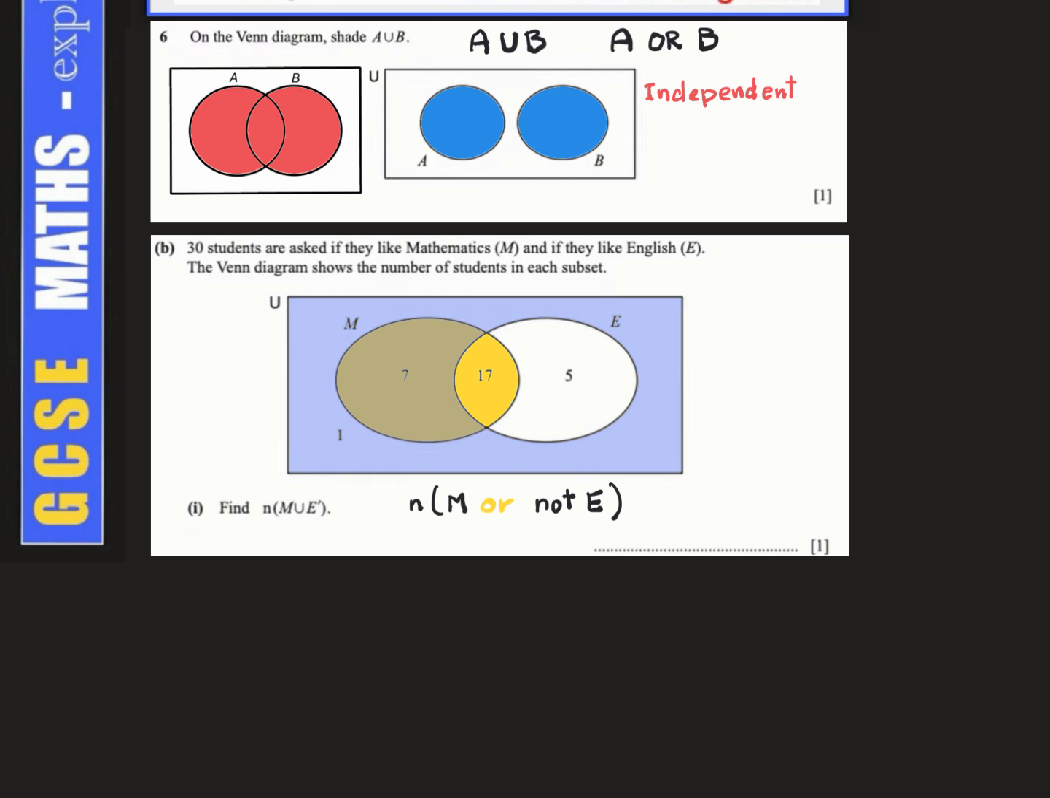Nevertheless, the result of M united with not E will be everything that is shaded. That means we need to look at the numbers in here, which are 7 and 17, because that segment is shaded, but so is this outside segment. So N refers to the number of elements, and in this case, the number of students. So we will be counting 1 plus 7 plus 17, and that'll be 25 students.